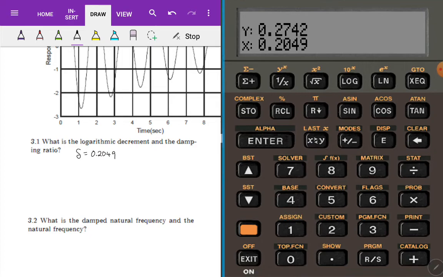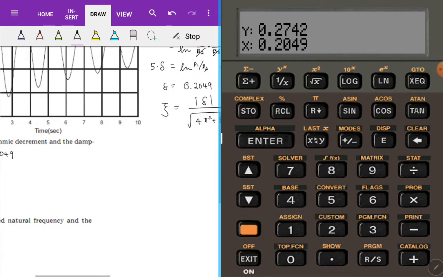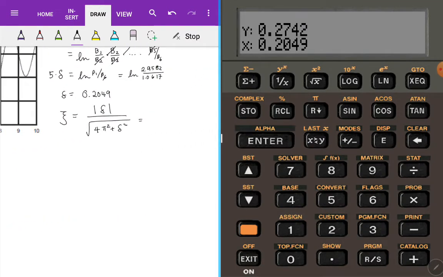I'm really enjoying this. I love this. Okay, so delta was 0.2049. What you go is, I'm just going to do enter. Okay, enter. And you go 4, enter. I'm not sure if I can do this. 3.14. How do I square it?